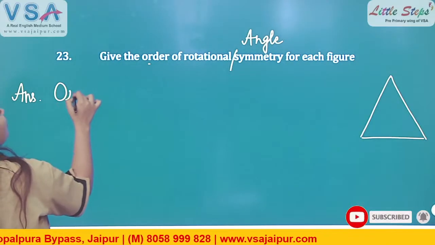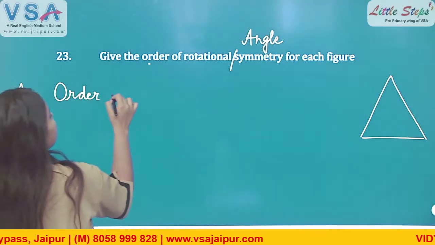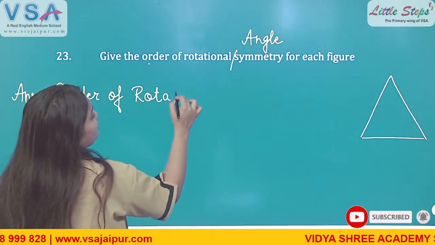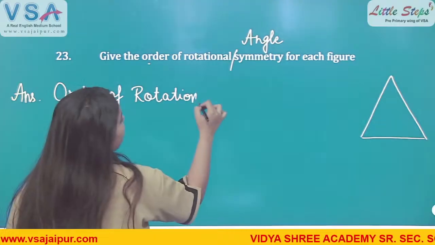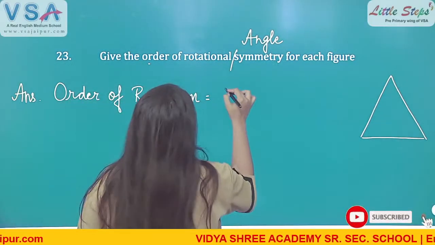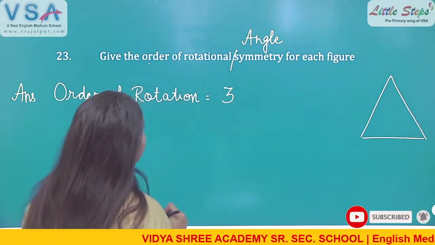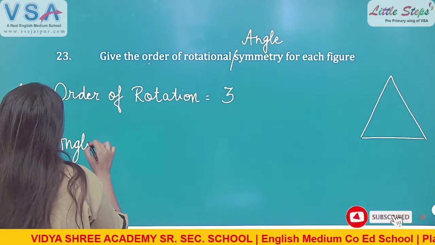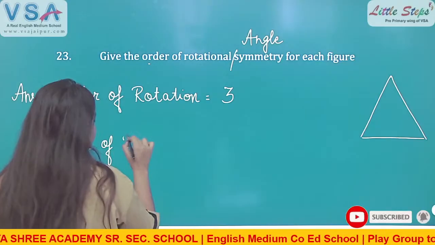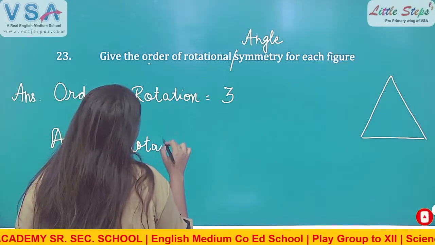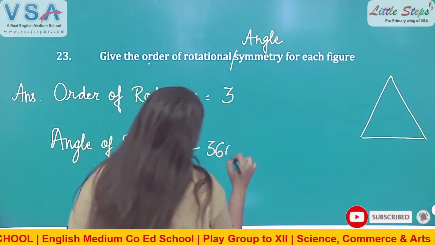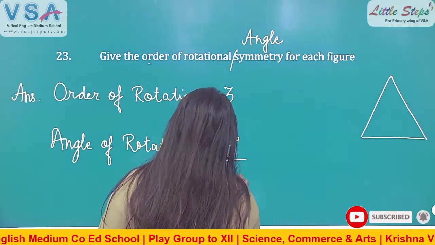As you all know, order of rotation, how many times will a triangle rotate? So a triangle has 3 sides, so we can rotate the triangle by 3. Now what we have, angle of rotation. We can find it by the formula 360 upon n, or else sometimes we will use 180 upon n.